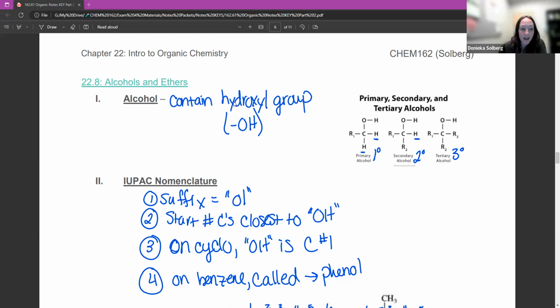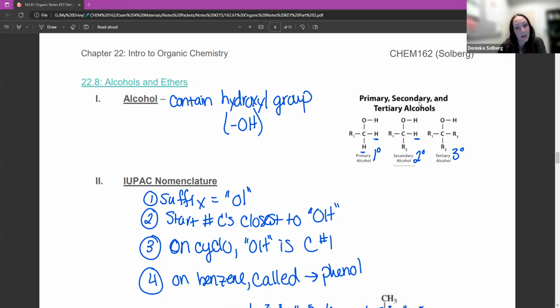The "hydro" means it's an H and an O, and it can be attached to a carbon really anywhere. It's still considered an alcohol, whether it's on a carbon on the end of a molecule or a carbon in the middle of a molecule. So remember, R stands for any carbon group. It can be a methyl or an ethyl and so on and so forth.